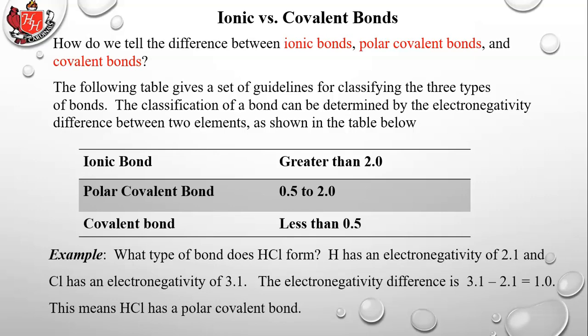Example, what type of bond does HCl form? H has an electronegativity of 2.1, and Cl has an electronegativity of 3.1. The electronegativity difference is 1.0. This means that HCl is a polar covalent bond.